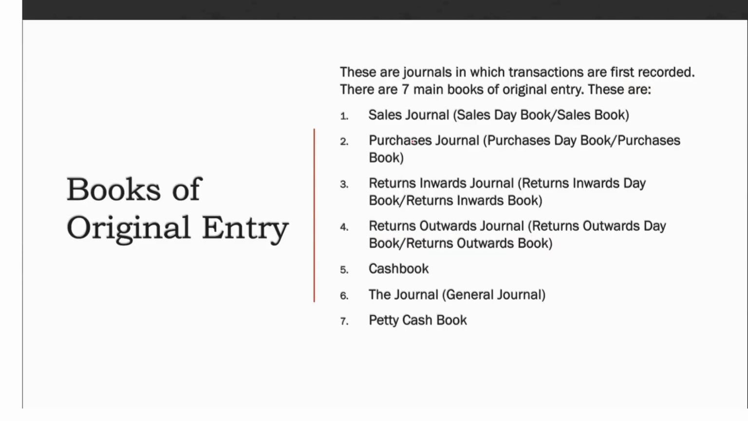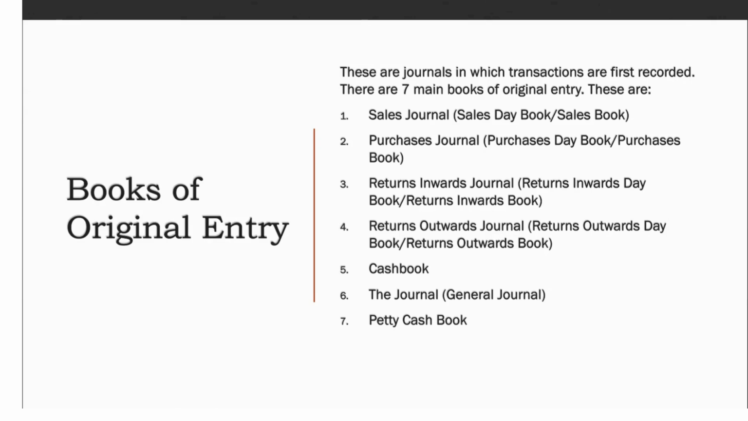There are seven journals, or seven books of original entry. Please make note of these. The first one is the sales journal, which is also known as the sales daybook or the sales book. We also have the purchases journal, also known as the purchases daybook and the purchases book. We have the returns inwards journal, also known as the returns inwards daybook or the returns inwards book. We also have the returns outwards journal, also known as the returns outwards daybook or the returns outwards book.